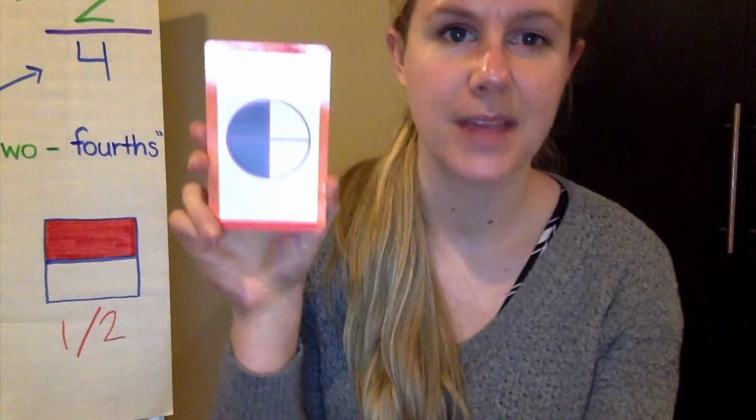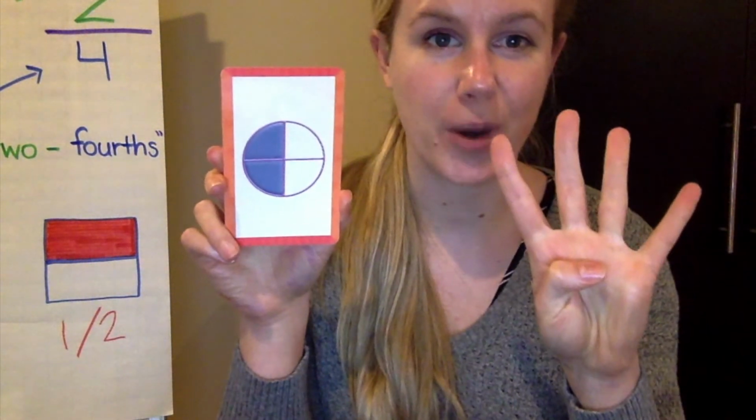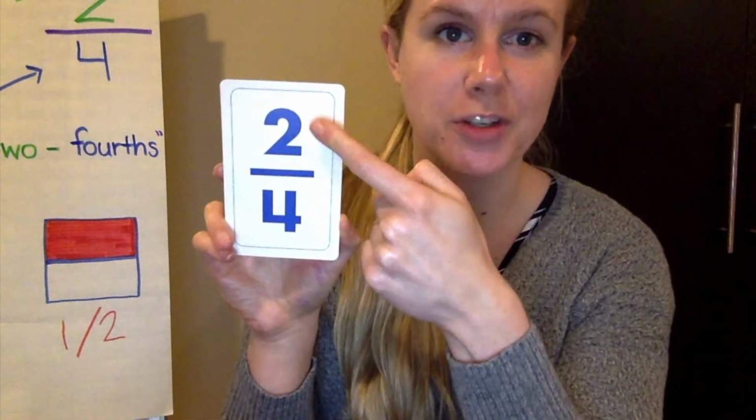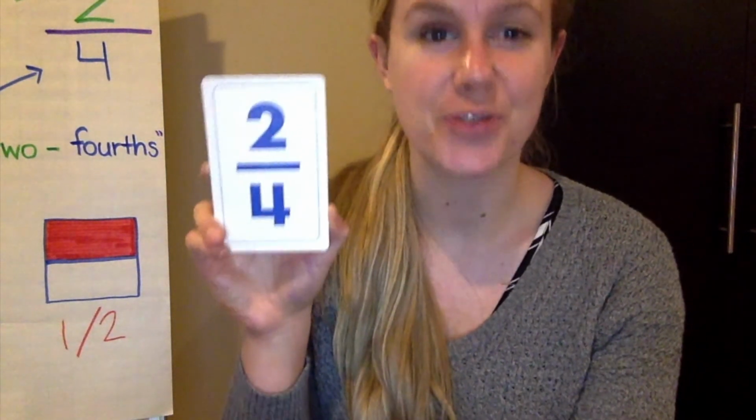Last one. How many parts are shaded in? 2. How many parts are there all together? 4. So it would look like this. 2 parts shaded in, 4 parts all together. How would you say this? You can say 2/4.